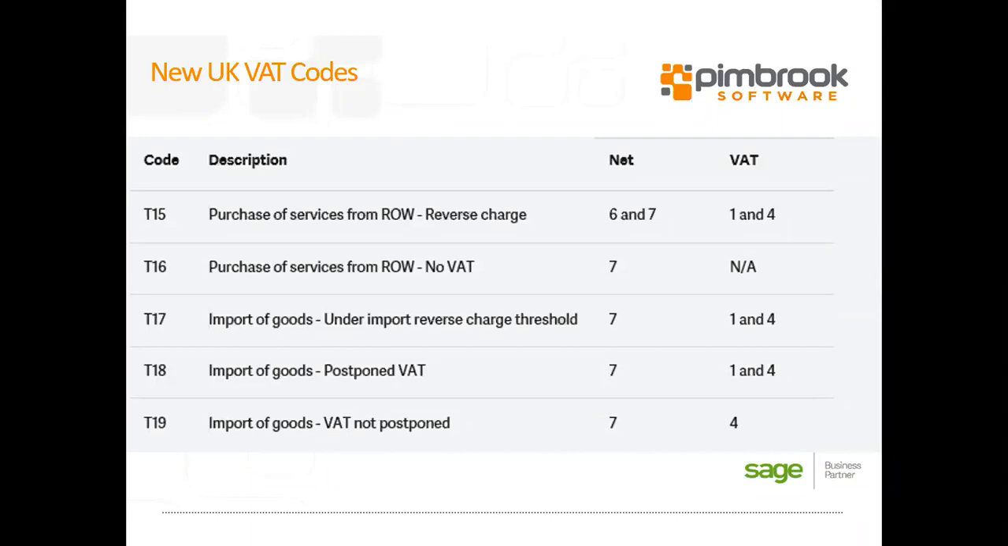T15 is purchase of services from rest of the world. T16, again, is purchase of services with no VAT. T18 is postponed import of goods, postponed VAT accounting. And T19 will be your imports of goods for VAT, not postponed accounting.